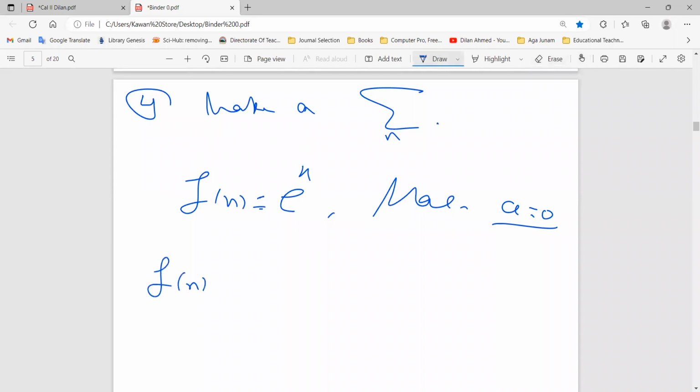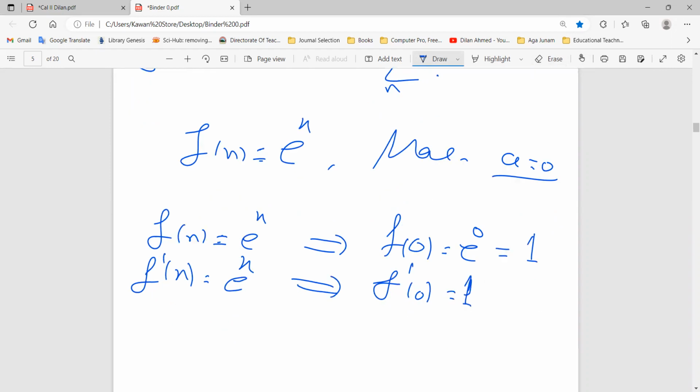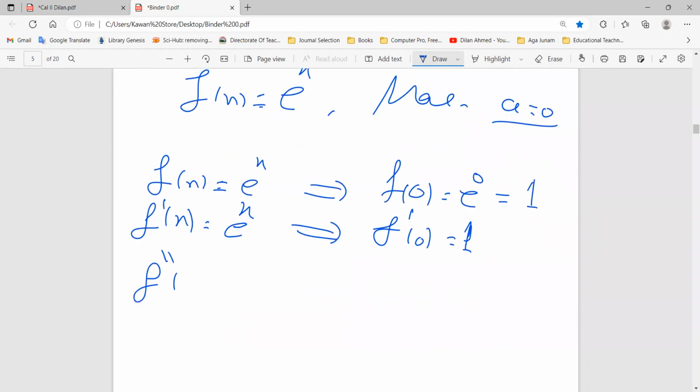f of x equals e to power x. Okay. f of 0 equals what? 1. The derivative equals what? Itself. f prime of 0 is again 1. Second derivative, right? Easier. So by 2 terms, you got the idea.